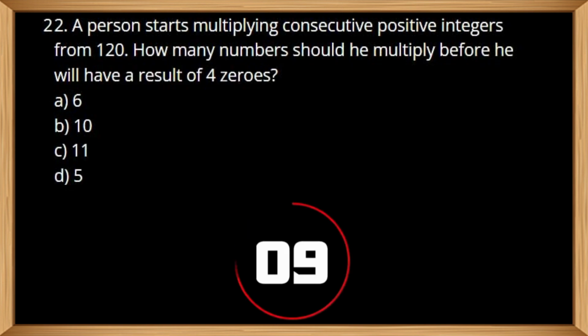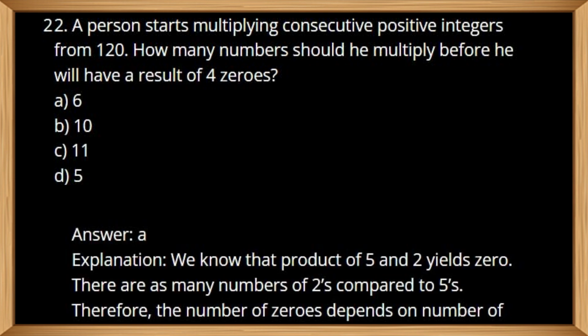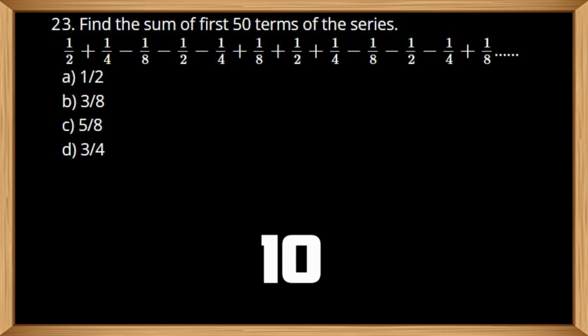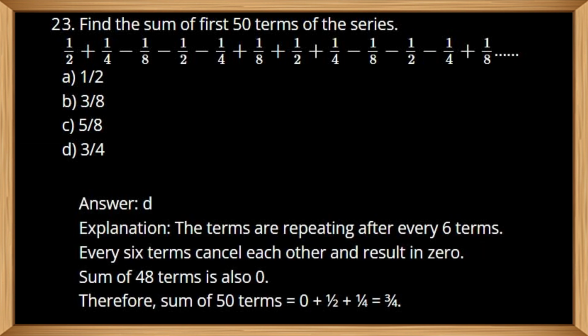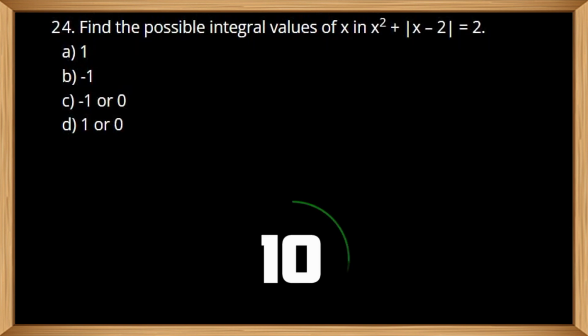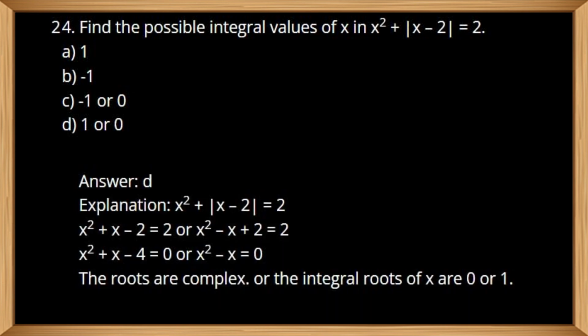A person starts multiplying consecutive positive integers from 120. How many numbers should he multiply before he will have a result of 4 zeros? Option A 6. Find the sum of first 50 terms of the given series. Option D 3 by 4. Find the possible integral values of x in x plus absolute value of x minus 2 is equal to 2. Option D 1 or 0.